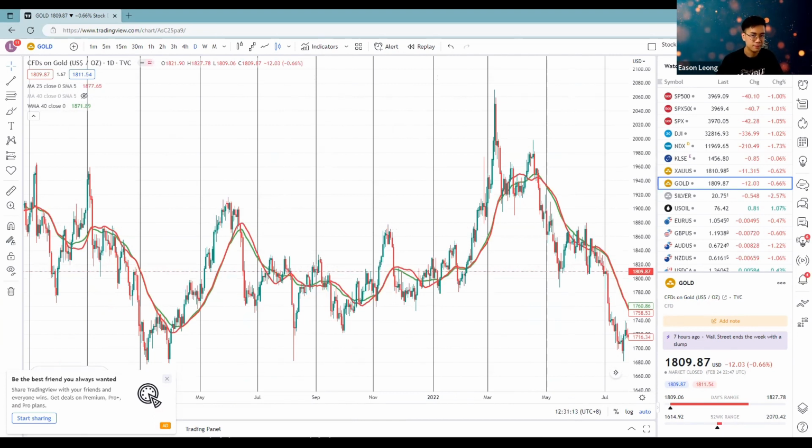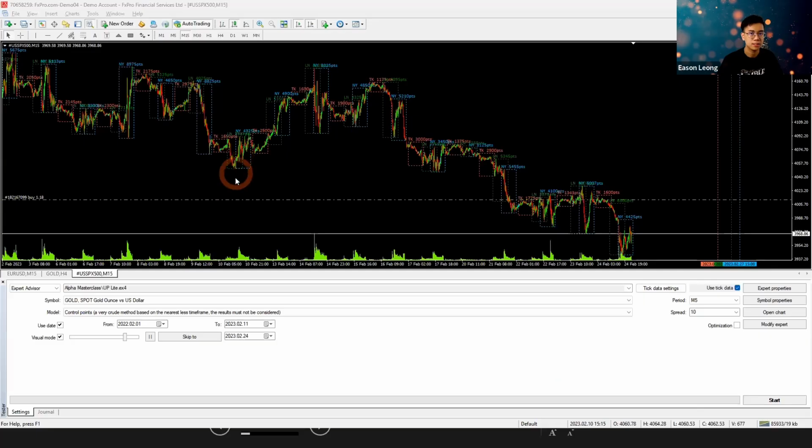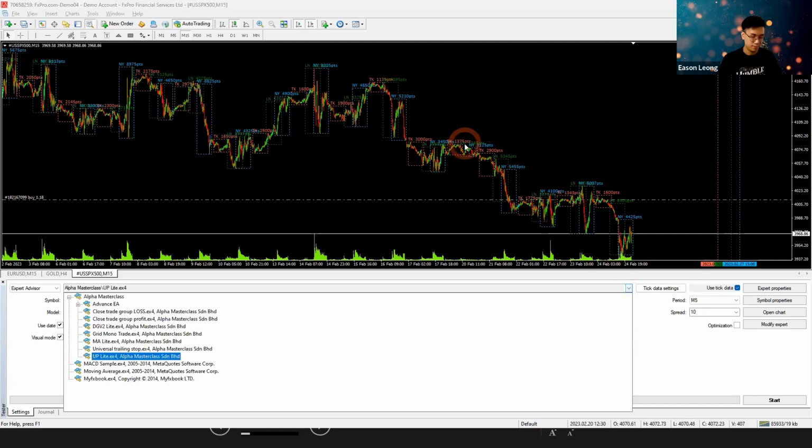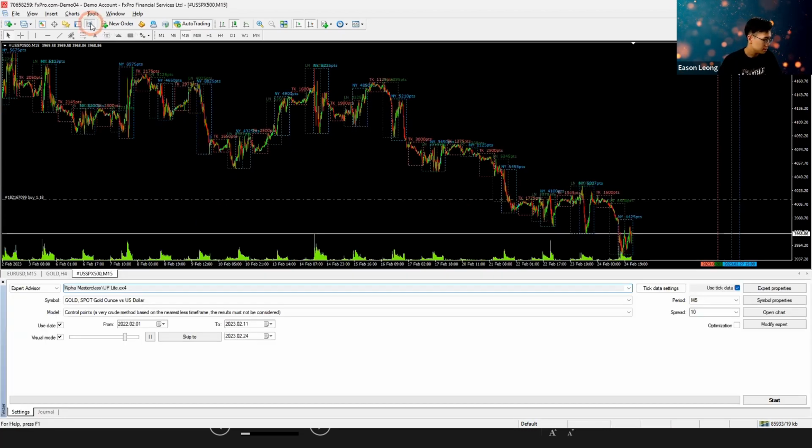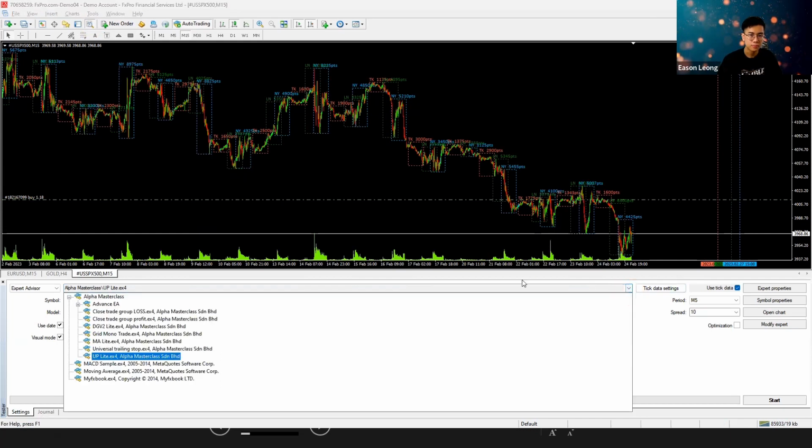Inside MT4, the robot that we would like to talk about is Moving Average Lite. Now let's go to MT4 and open up your strategy tester here. Here is the place where you test how the robot works and how you can optimize it to get a better result. Over here you can click on this and search for moving average line. It's supposed to be inside Alpha Masterclass, Moving Average Lite.